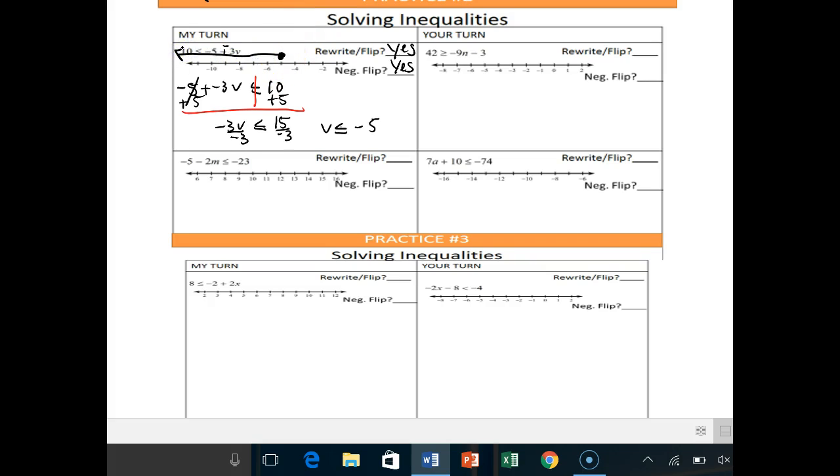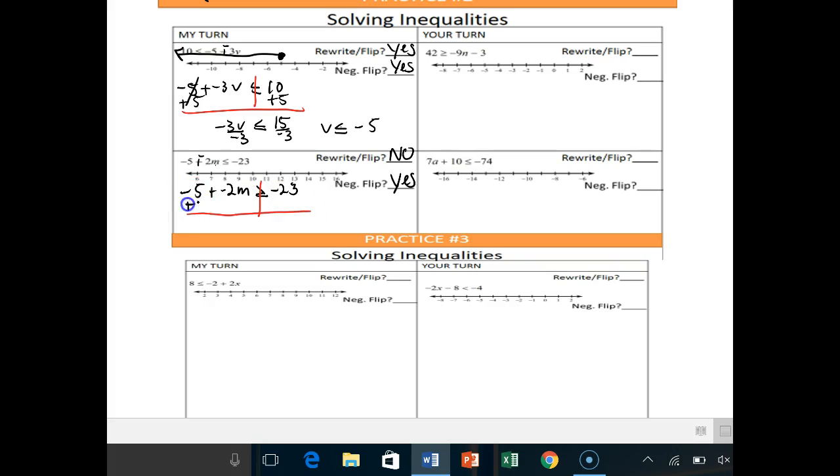Okay. Do I need a rewrite flip on this one? No, the variable's on the left-hand side, so no. Do I need a negative flip? Yes. Plus a negative 2m, and negative 2 is attached to the variable. So I write it out, and then I flip the sign right away, greater than or equal to negative 23. Now I just go to work and solve.